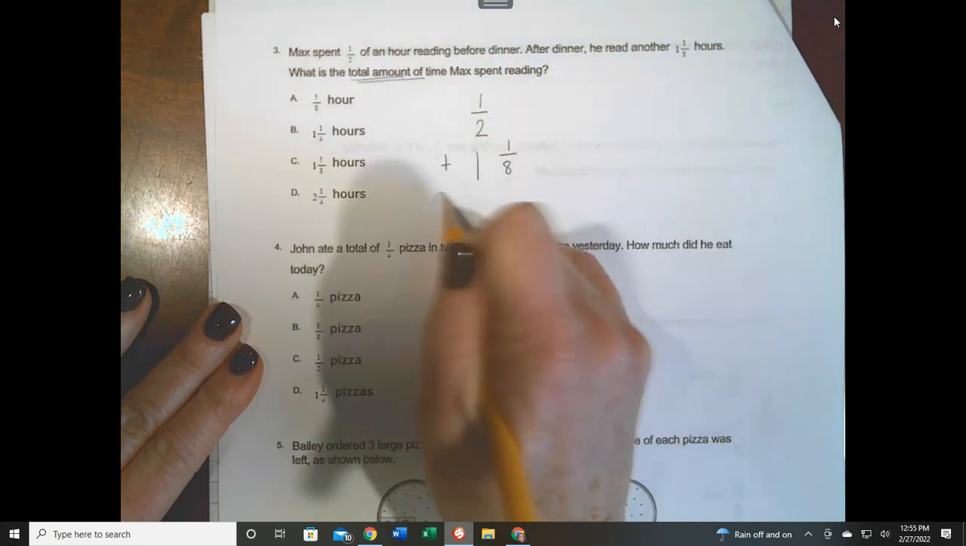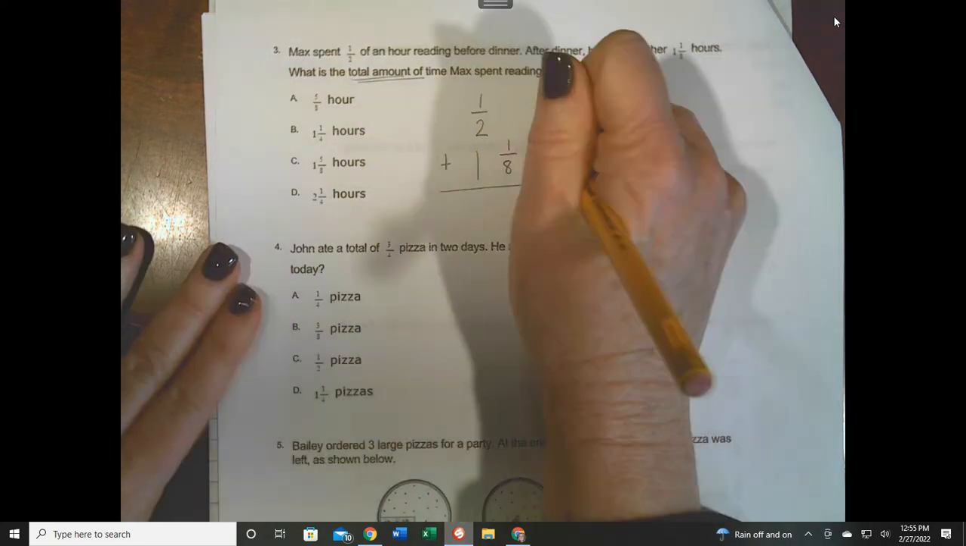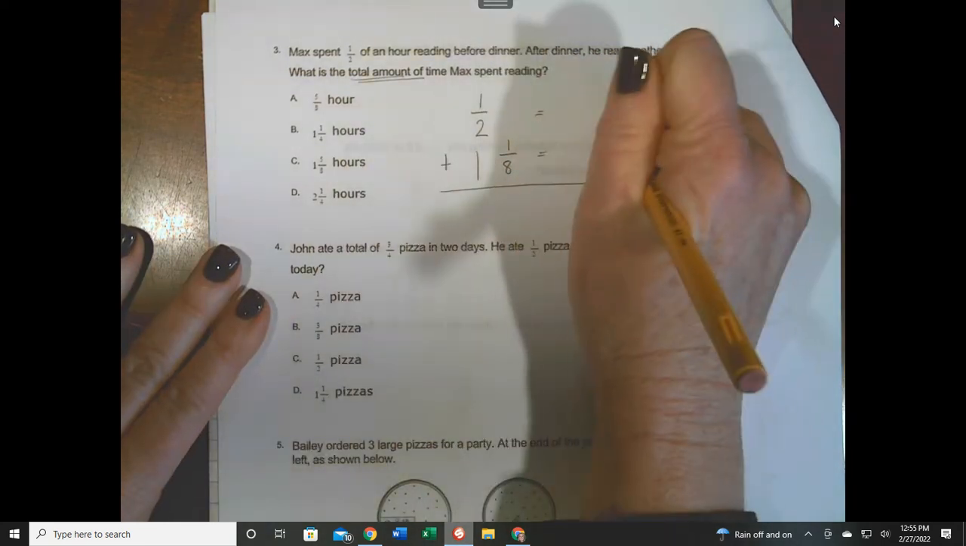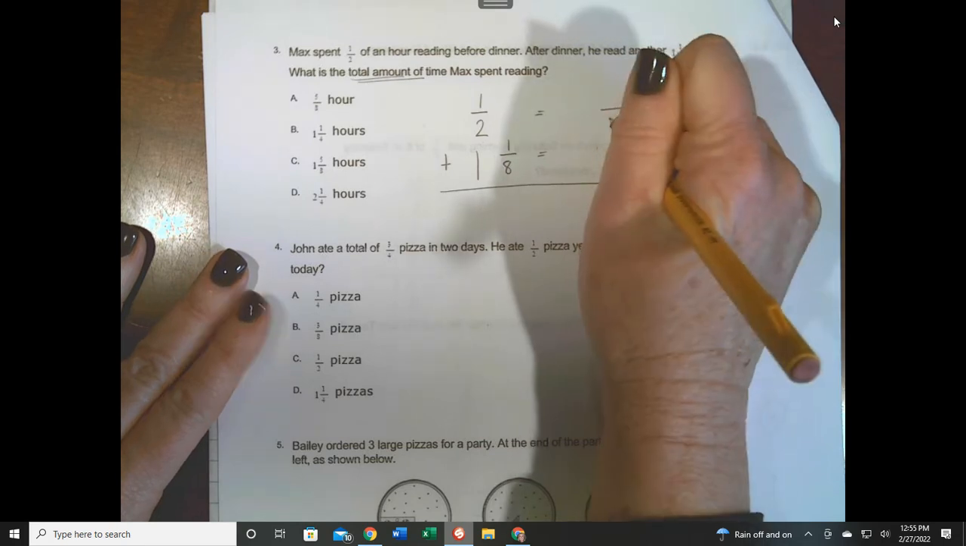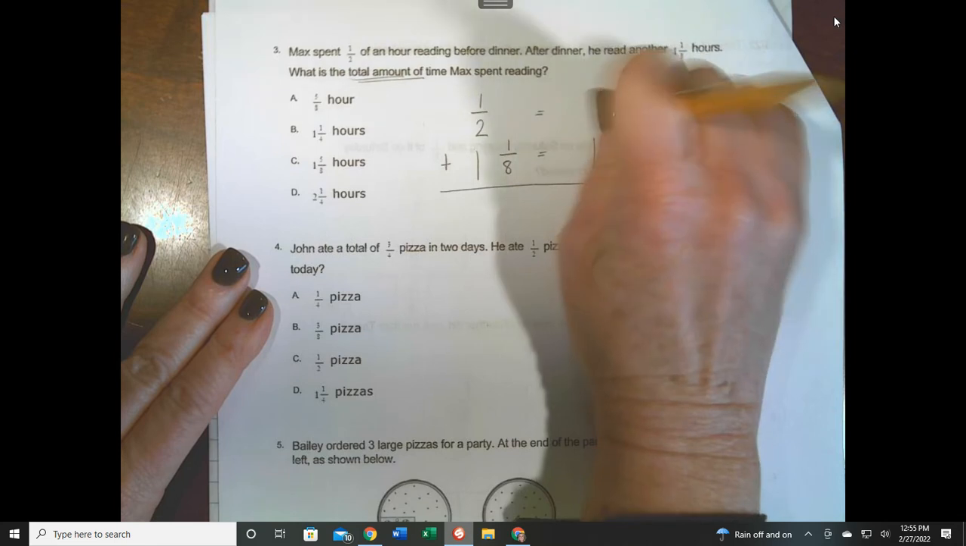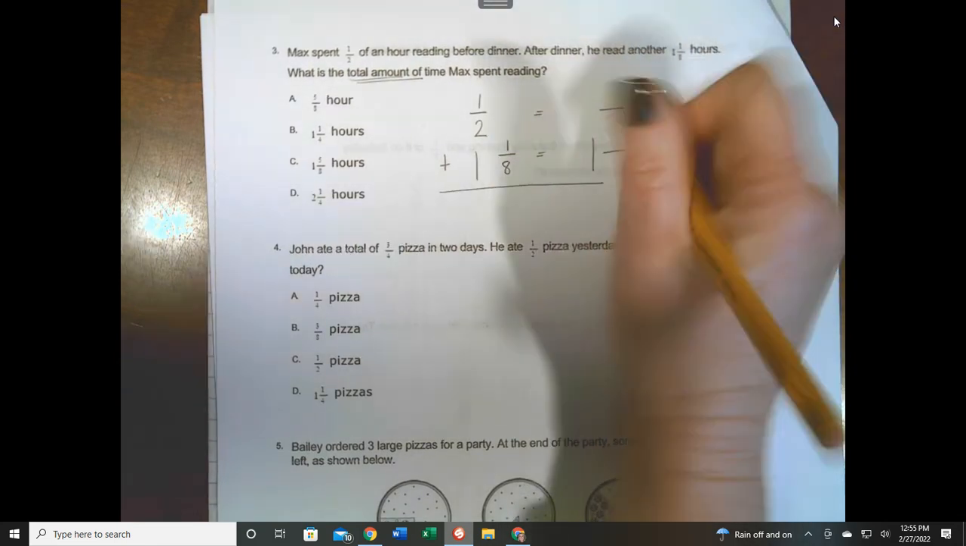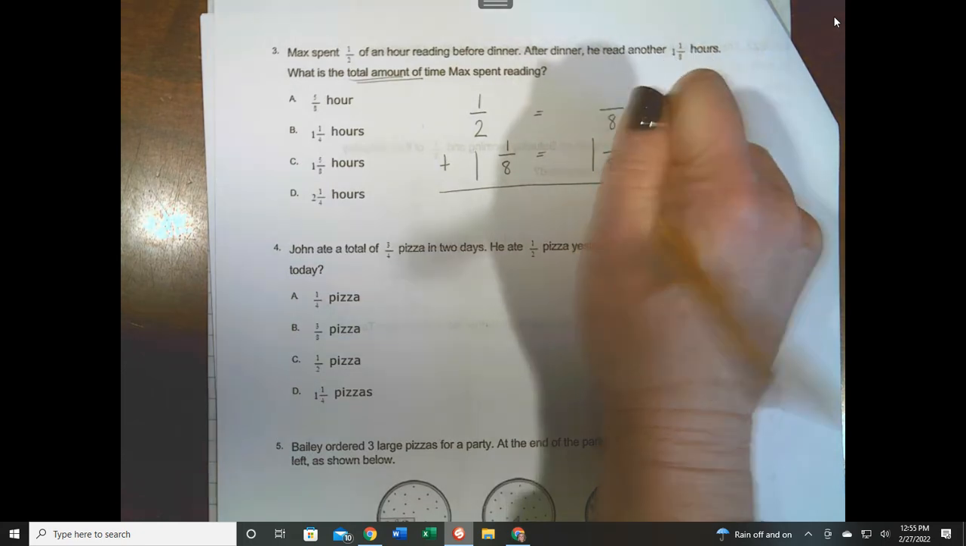Since we're adding, it doesn't matter that we don't have a fraction to add to, but we do need to come up with like denominators. The common denominator of 8 and 2. I'm looking at that. 8 is a factor of both of them.